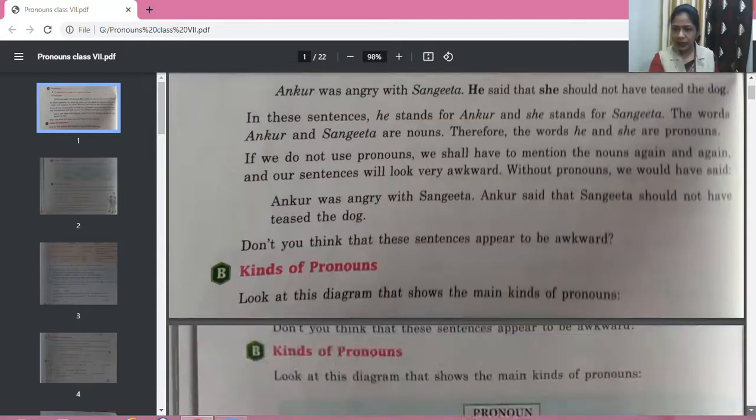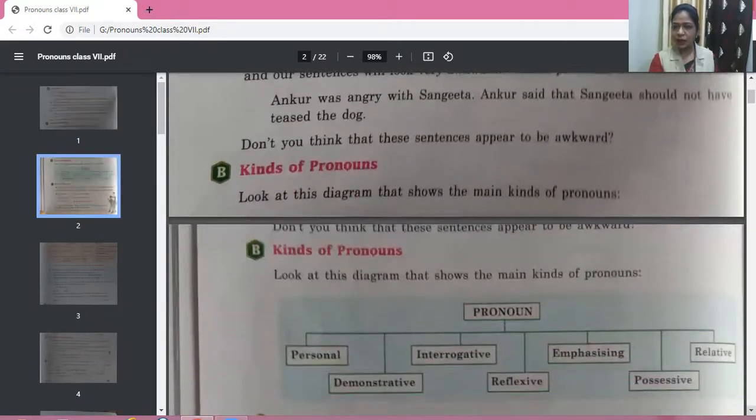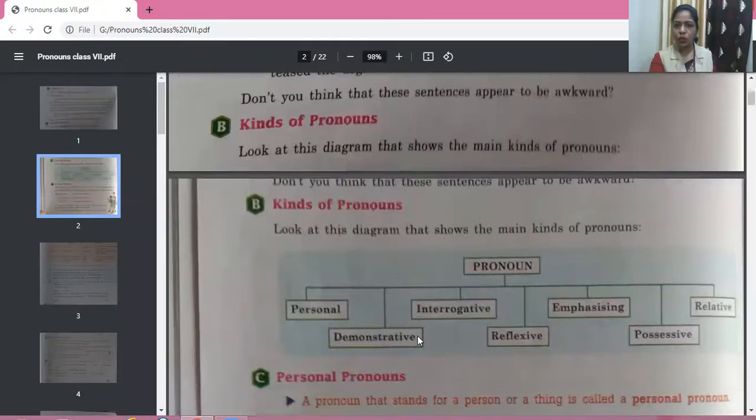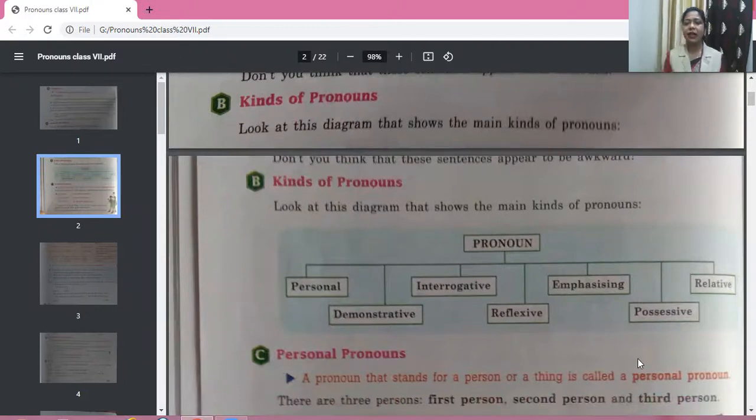Okay. Now, we will talk about kinds of pronouns. So you can see here in this chart, there are 7 kinds of pronouns. They are personal, interrogative, emphasizing, relative, demonstrative, reflexive, and possessive. We'll deal with them one by one, okay, in detail. So we don't have to take them all together. We'll go through them one by one, okay? So we'll follow the steps.